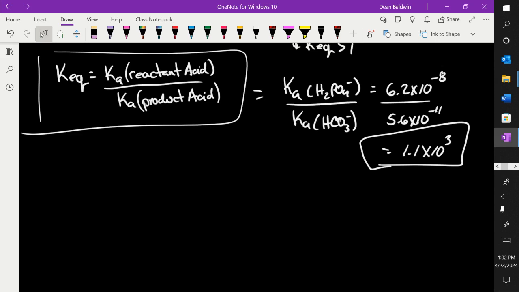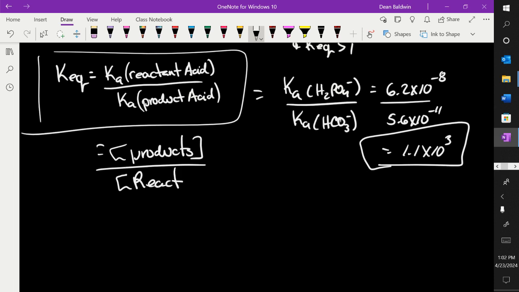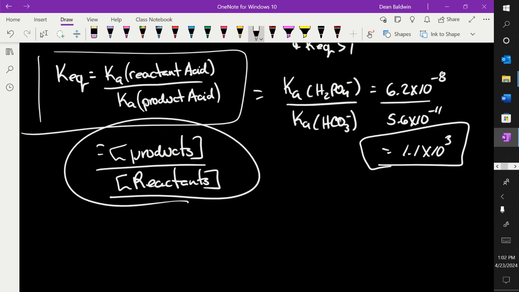Because KEQ is that formula, which equals concentration of the products over the concentration of the reactants, right? I know this seems weird because we got reactants up top and products on the bottom, but we're looking at Kas in that case. And if you look at the math, it makes sense. I know you want to see the math. I will show you the math. So that's the math behind it. I'm not going to ask you to do that.